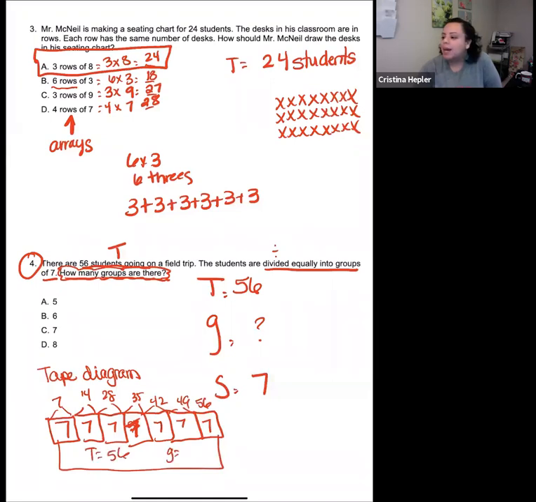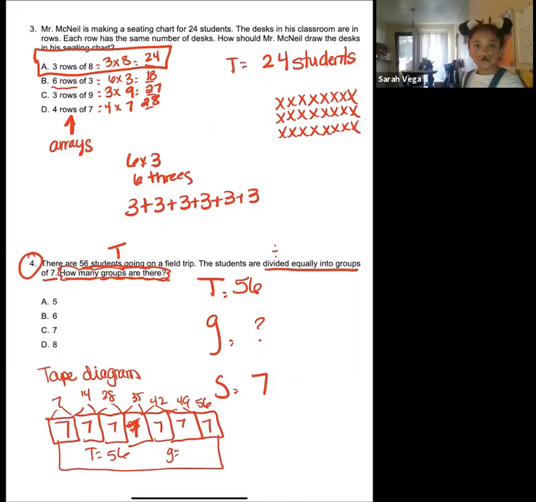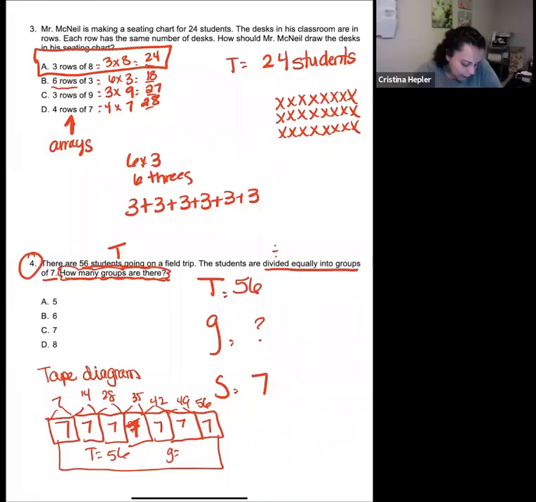How many groups did I have to make? The groups are the boxes. Sara Vega, how many groups did I have to make? 8. Say it louder. 8. I'm trying to see. We made an error somewhere. Who can find the error? What did we do wrong?